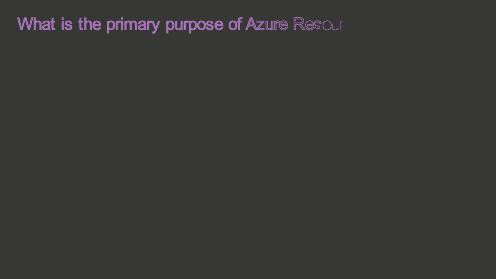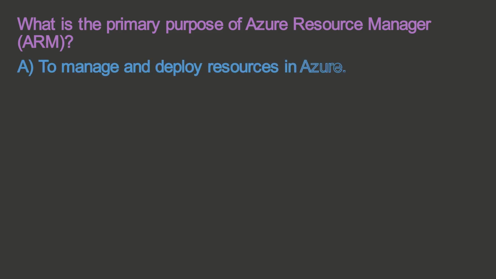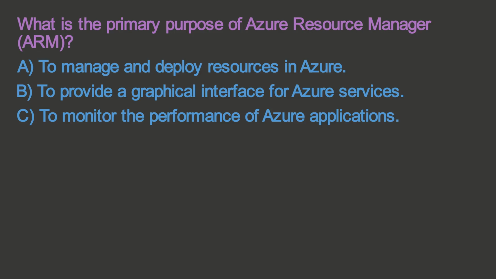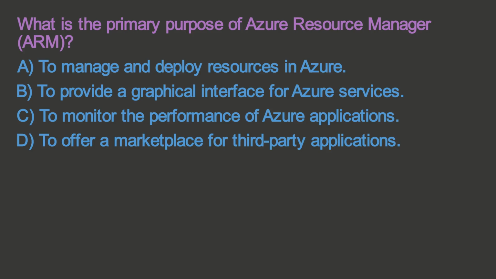What is the primary purpose of Azure Resource Manager, ARM? A. To manage and deploy resources in Azure. B. To provide a graphical interface for Azure services. C. To monitor the performance of Azure applications. D. To offer a marketplace for third-party applications.